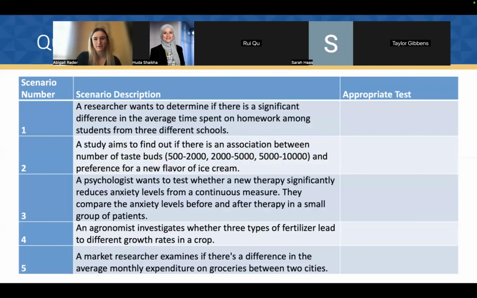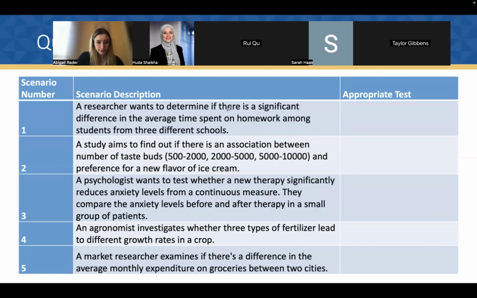Okay. So we've gone through a little bit about choosing appropriate tests. This is just another example of doing that, and also remembering to include not just that it's a t-test or a z-test, but whether it's two sample versus paired versus independent, etc.